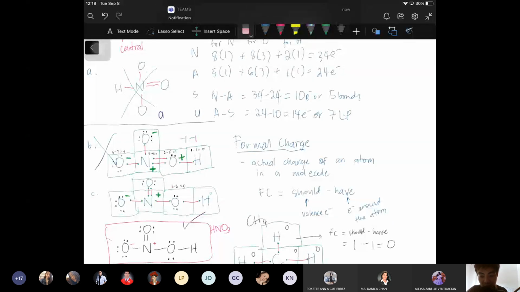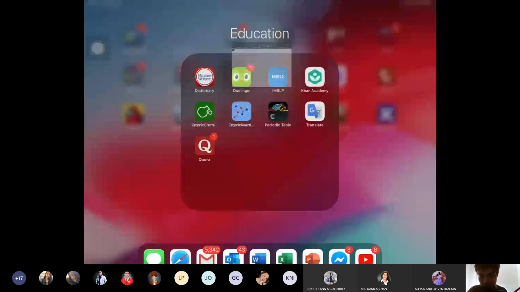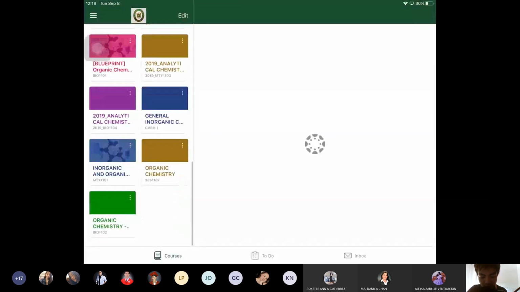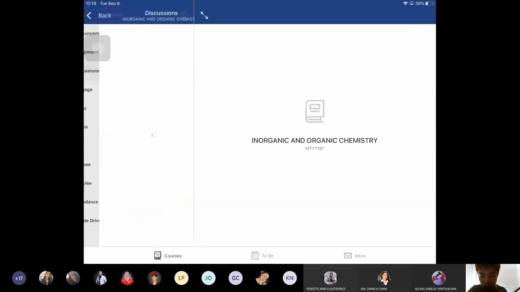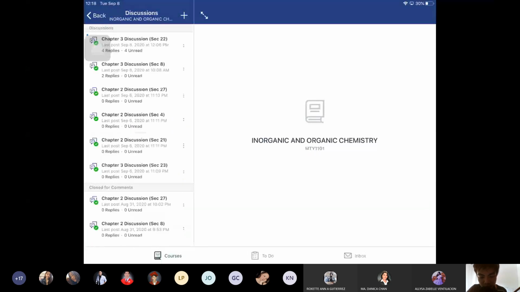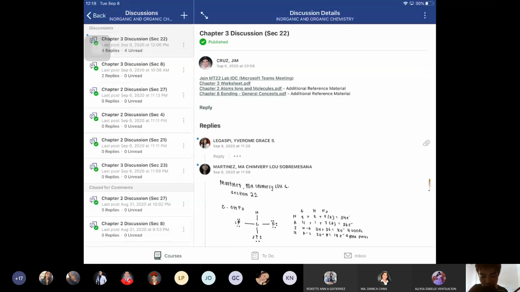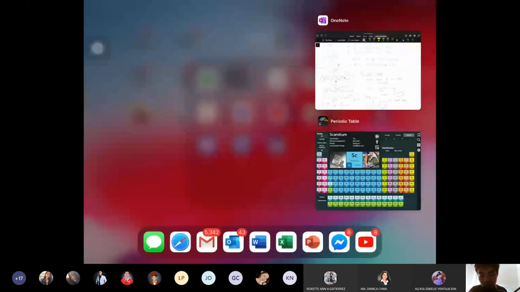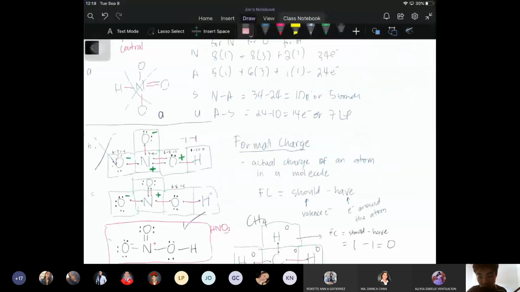And I have an activity for you. Where will you put that activity? Go to your Canvas, then go to Discussions. Then, the one for us. Oh, someone already submitted in section 22. So, for you, it's section 23. Just comment your structure. I will assign you some molecules to work with.